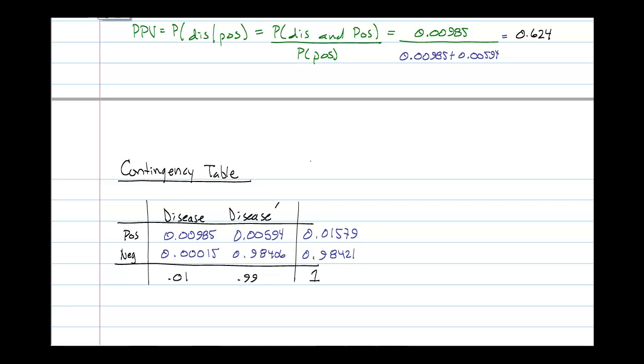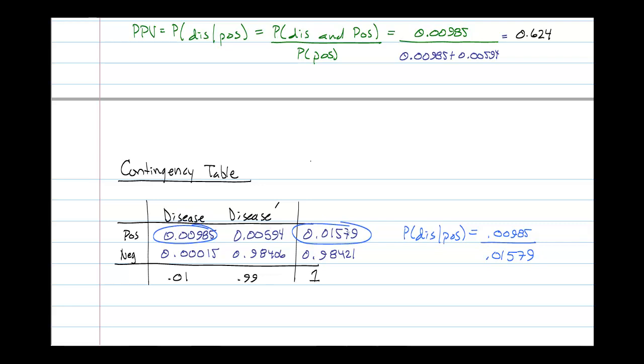So from this contingency table, finding the PPV is pretty easy. The probability of disease given a positive result, I just look across from positive and I say, okay, I'm going to take all of the people here and just limit it to 0.01579 for my denominator, and then out of these values, how many actually have the disease? So that would be my 0.00985. So to find this conditional probability, I just use this row and I condition on this row, and I'm just looking at the probability of these events.